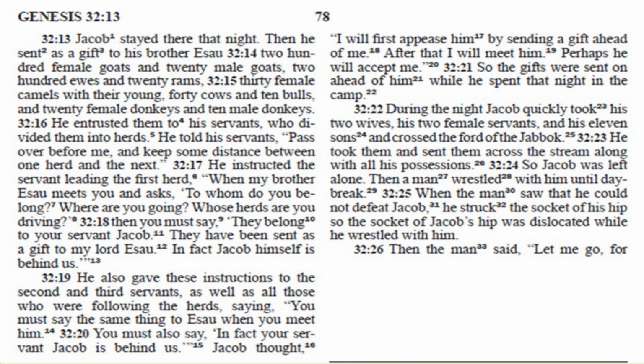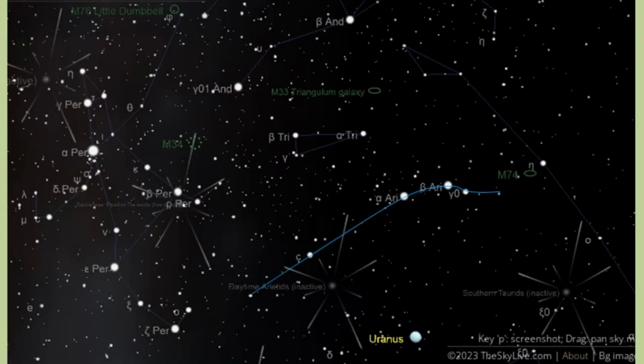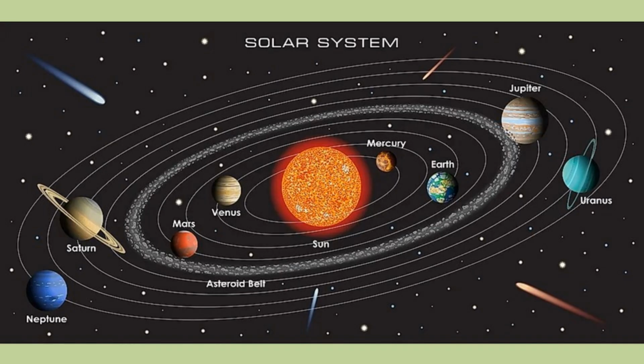Later, during the night, Jacob took his family and all his possessions and quickly crossed the stream at the ford of Jabbok, as mentioned in verse number 22 to 23. The constellation Aries represents the stream of Jabbok, as you can see in this picture. The act of sending the family ahead of him indicates the initiation of the movement of the planets and asteroids.